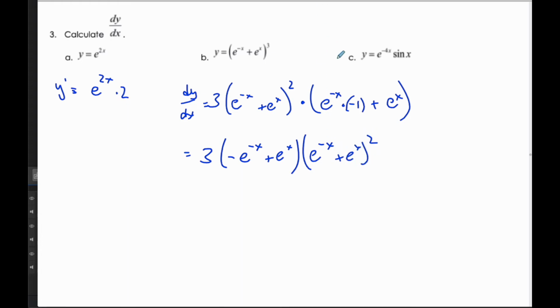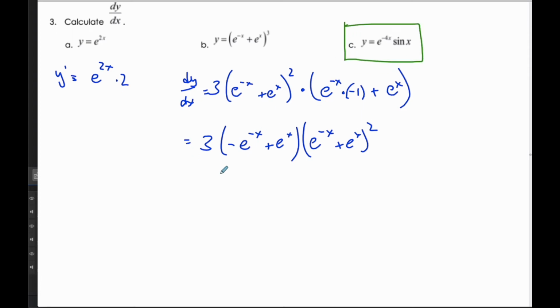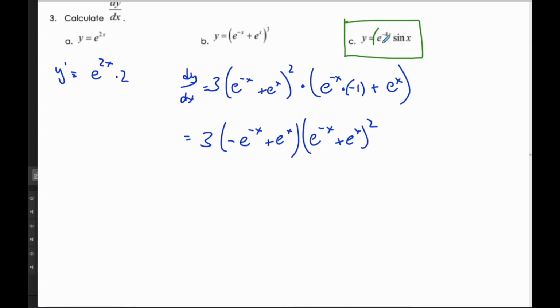Okay, and now let's go to part C. We'll do this one in green and recognize that there is a product going on here. It's e to the minus 4x times the sine of x. If we remember the product rule, if y is equal to f times g, then the derivative is f g prime plus g f prime. The order doesn't matter because it's adding, so I take the derivative of one times the original and vice versa.